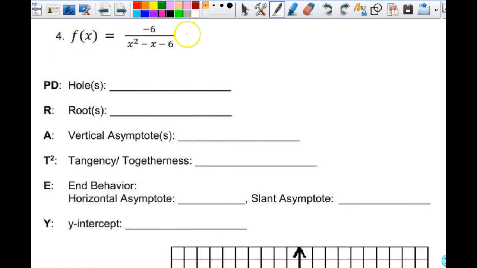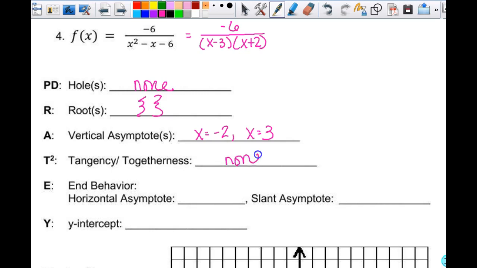So, factor negative 6 in the numerator. The denominator is going to be x minus 3, x plus 2. There's clearly nothing to reduce, so this would be none. My zeros, none. Do I write none? No, what do I do? Empty set. Very good. There are none because the numerator is never 0. Notation, that's what you need to put. So the vertical asymptotes are x equals negative 2 and x equals 3. No tangency or togetherness because there's no multiplicity there.